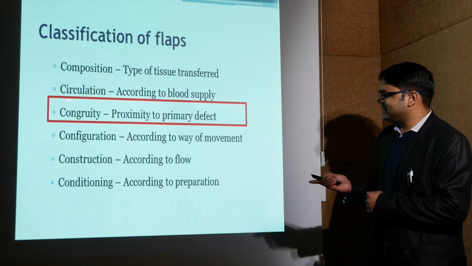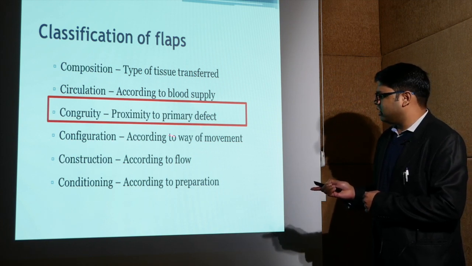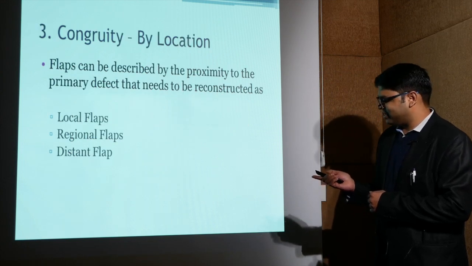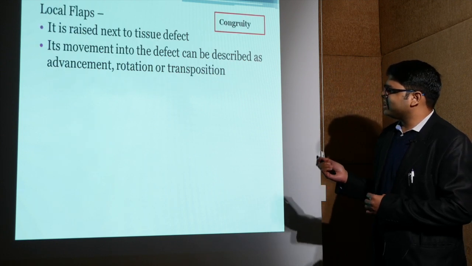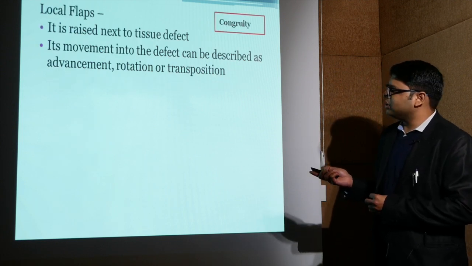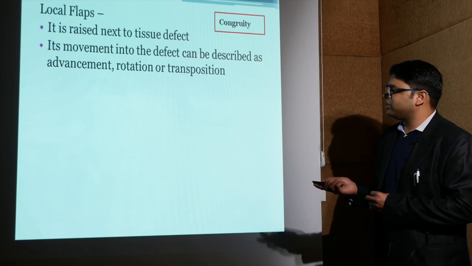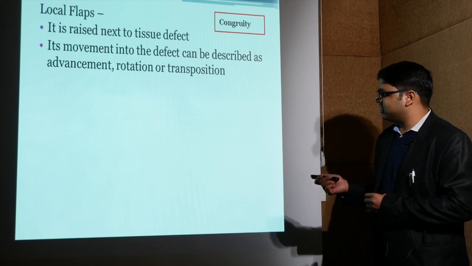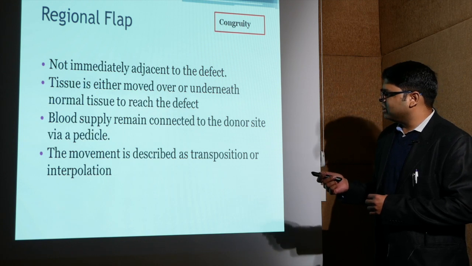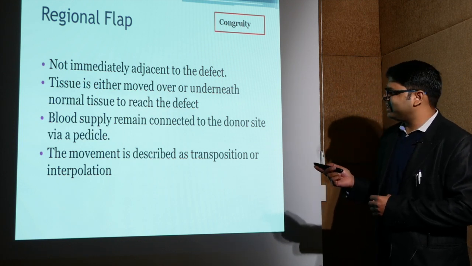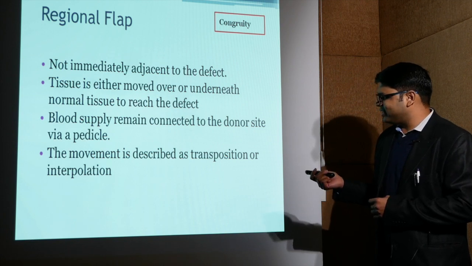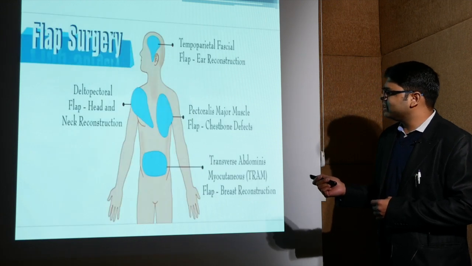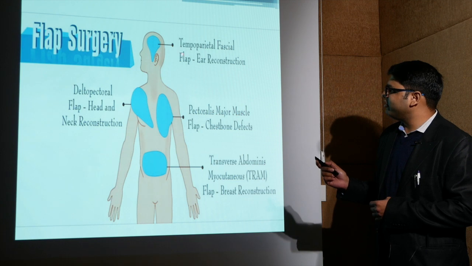The third type of classification is based on the congruity, that is the proximity to the primary defect. On this, flaps can be classified as local, regional, and distant. The local flap, as the name suggests, is taken from the site immediately adjacent to the defect, and it can move into the defect by advancement, rotation, or transposition. The regional flap is taken from the same region, and the blood supply remains connected to the donor site, and its movement can be described as transposition or interpolation.